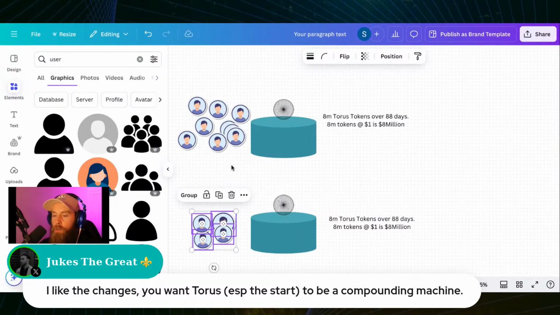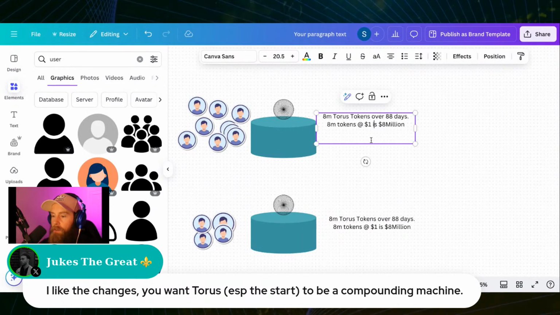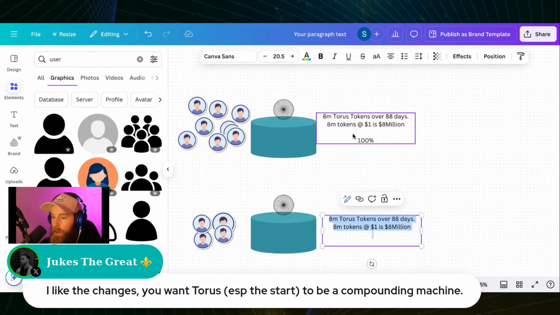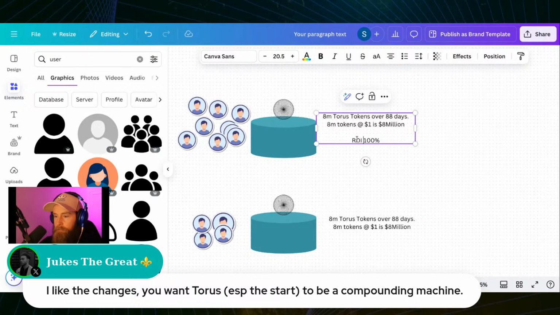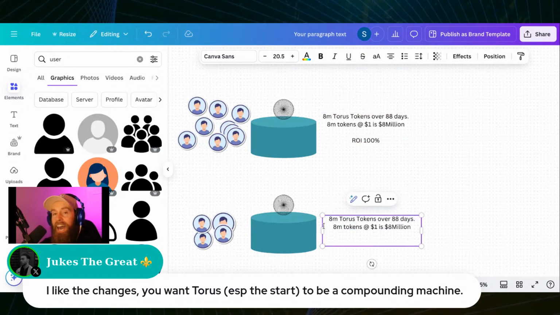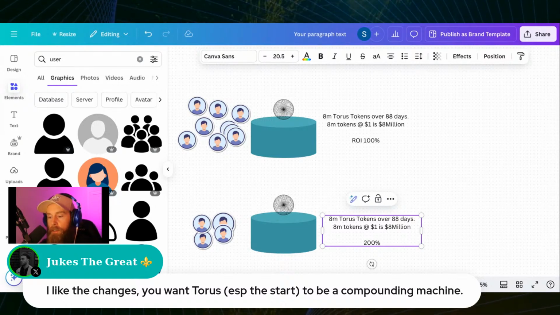And let's say the ROI was 100%. The ROI for this time down here, if half of the people left and they didn't come back, the ROI for the next round would be 200%. This is because half the people are in the pool that were before, and tokens are still being distributed.